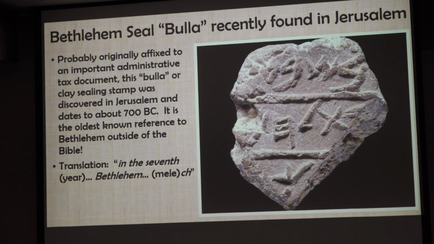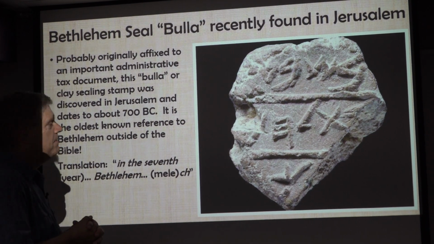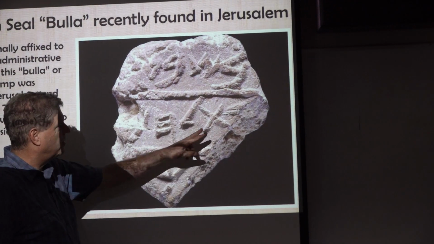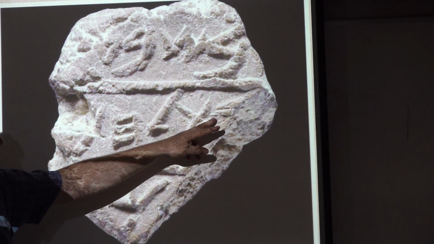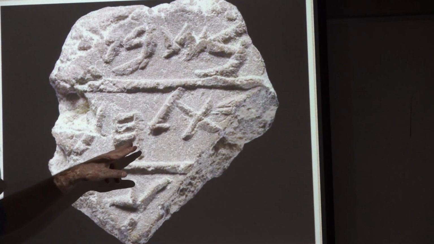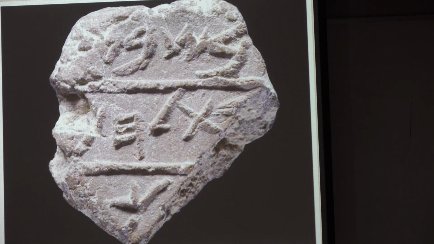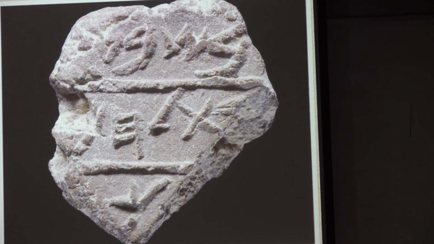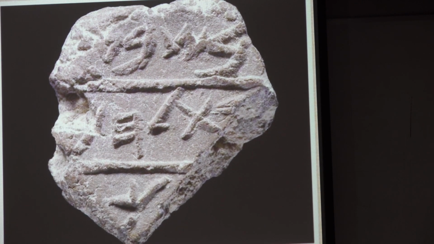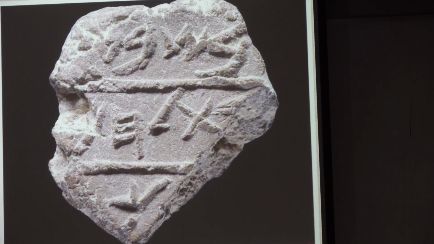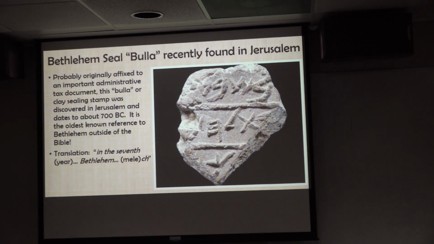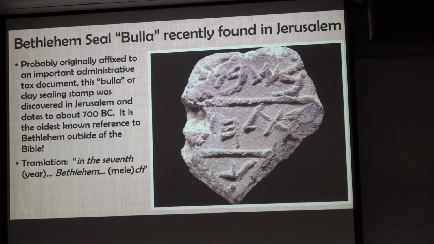And we'll see this bulla. We may have seen it before. We'll see it again. Very important seal impression found recently in Jerusalem. And you can see the word Bethlehem here in Paleo-Hebrew, but you can see the little bit of the Bet, the Tav, the Lamed, the Het, and the beginning of the Mem. So that spells out Bethlehem. And that's the oldest inscription that mentions the name of that city that's ever been found. Dates to about 700 BC.